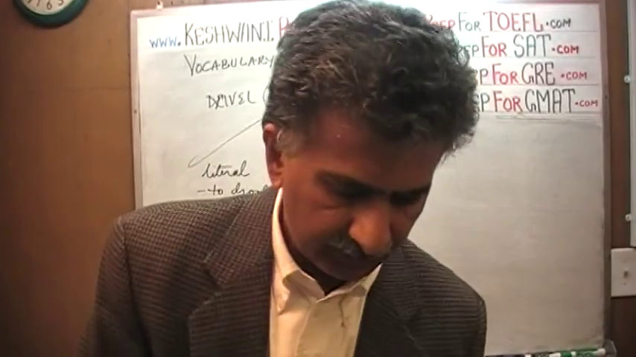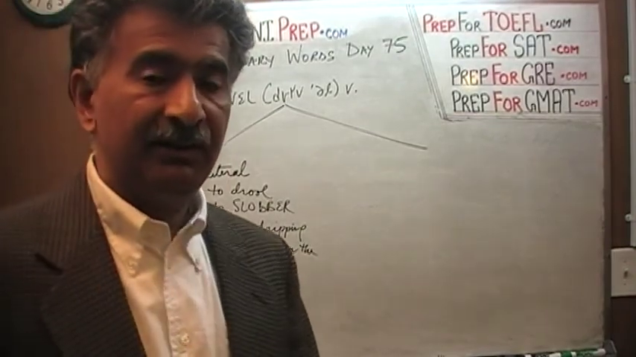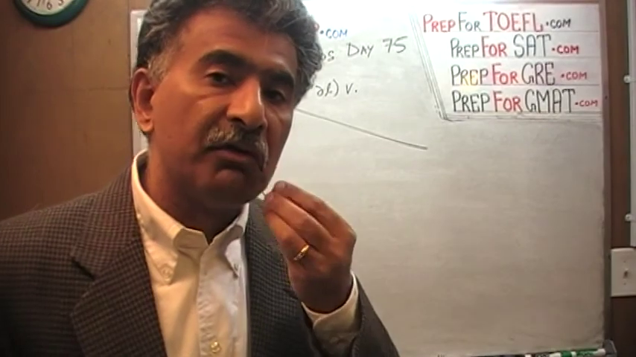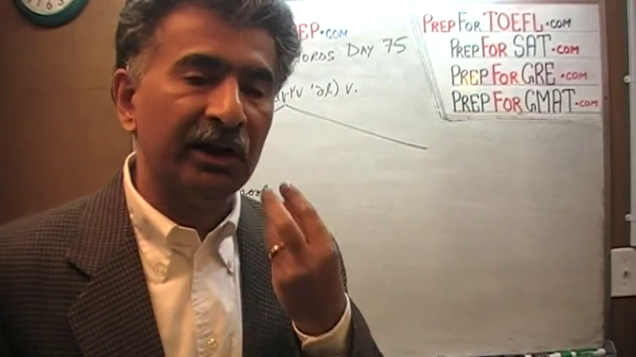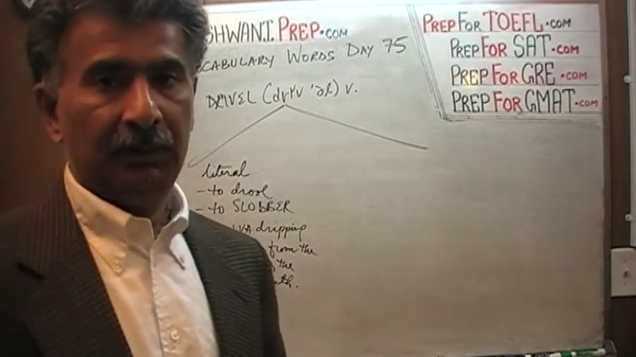The classic imagery that comes to mind when we mention a village idiot, you usually picture him with the saliva dripping down the side of his mouth, and he's drooling, he's slobbering, and that is called drivel. That's the literal meaning.